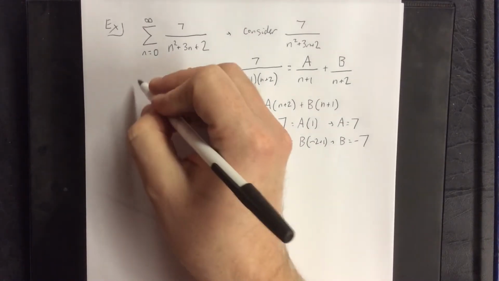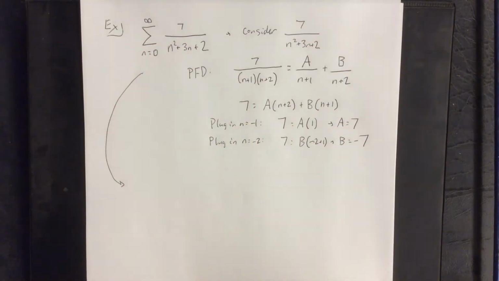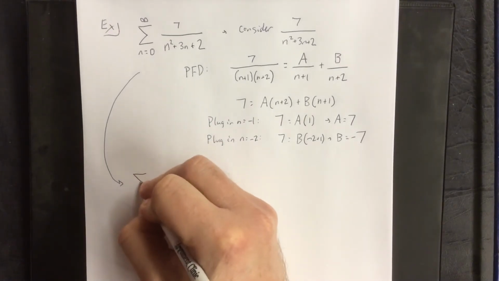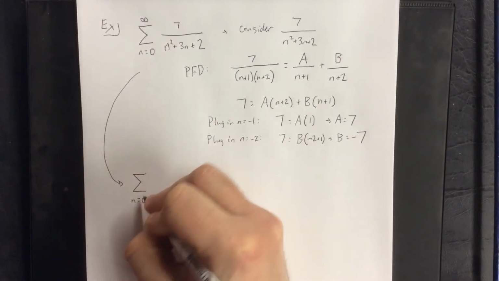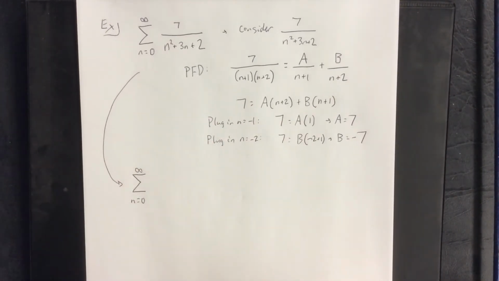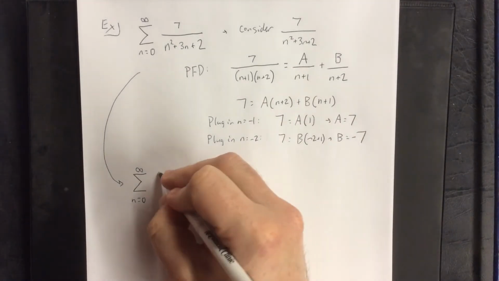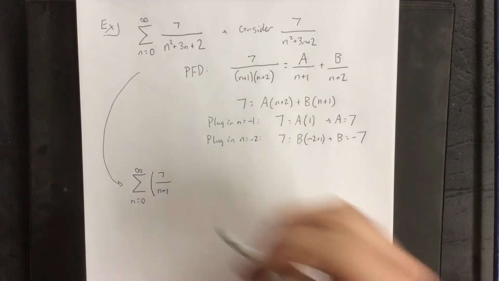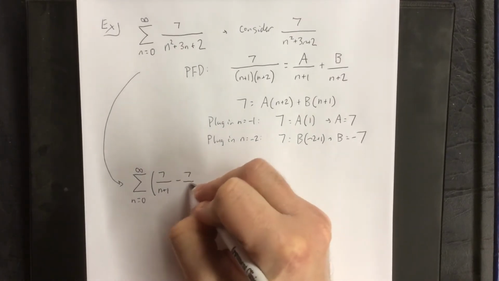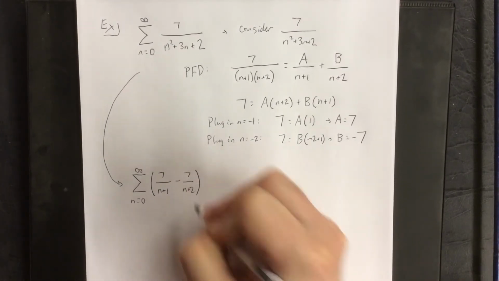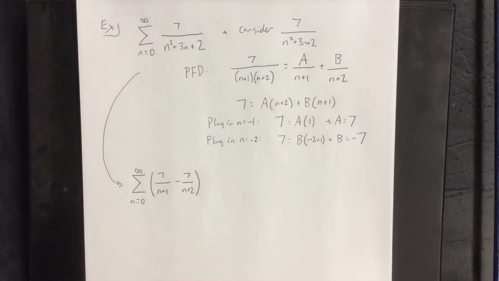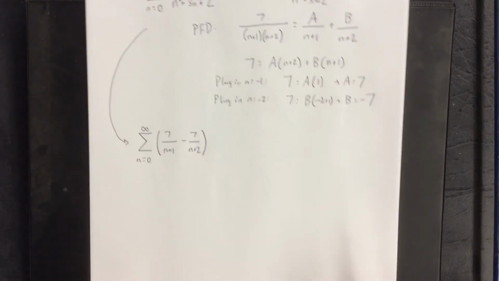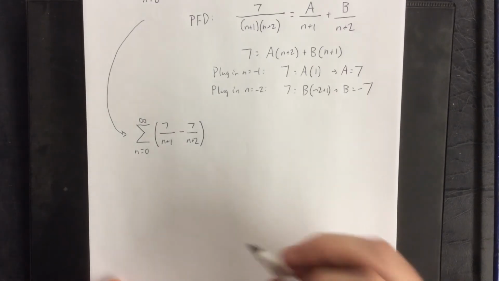Now this tells me that the original series that we had is now expressible in the following fashion. This will be the sum from n equals 0 to infinity of 7 over n plus 1 minus 7 over n plus 2. Now to help emphasize that this is a telescoping series, I'm going to write out the first few terms and we'll see what happens.